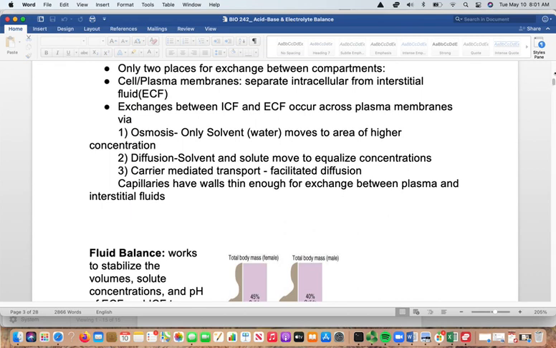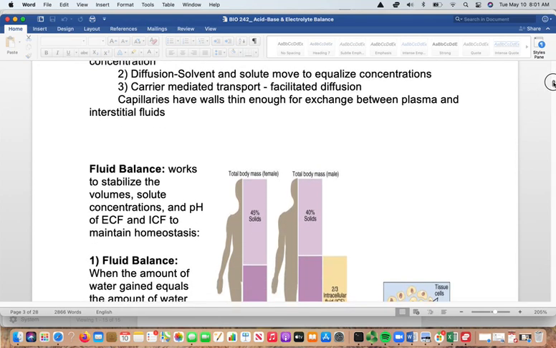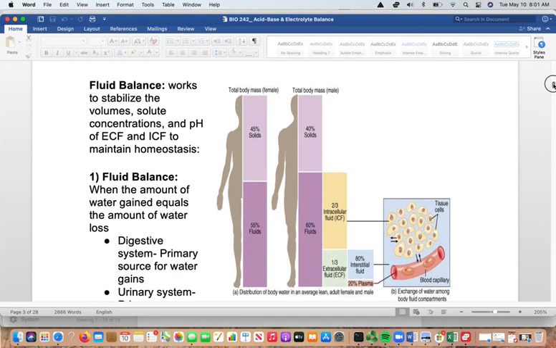So fluid balance is trying to stabilize the fluids, the solute concentrations, and the pH of both the extracellular and intracellular fluid to maintain homeostasis. This is just giving a visual here of solid versus fluid components of the body. Males do have slightly higher fluids than females. When you look at the fluids, 2/3 is intracellular, 1/3 is extracellular. Of the extracellular, 80% is interstitial fluid, 20% is plasma.